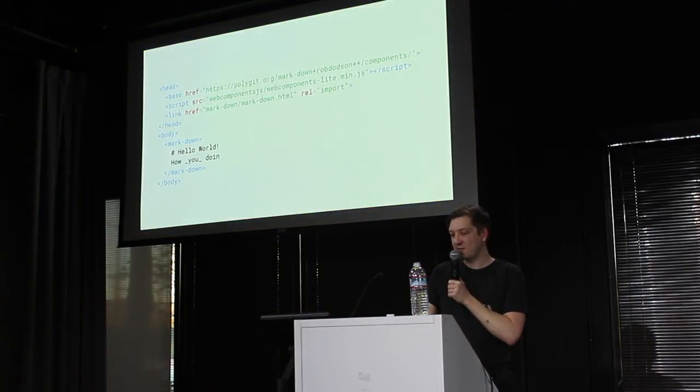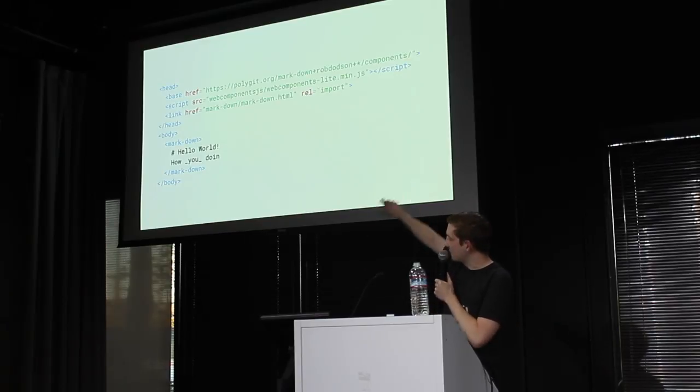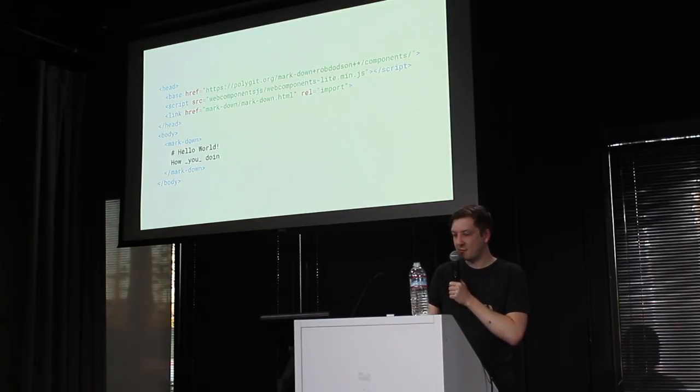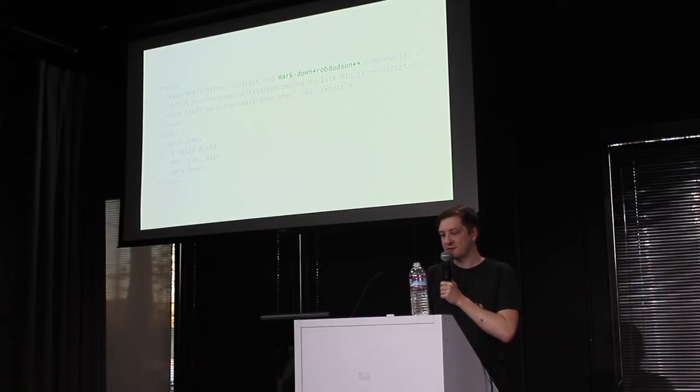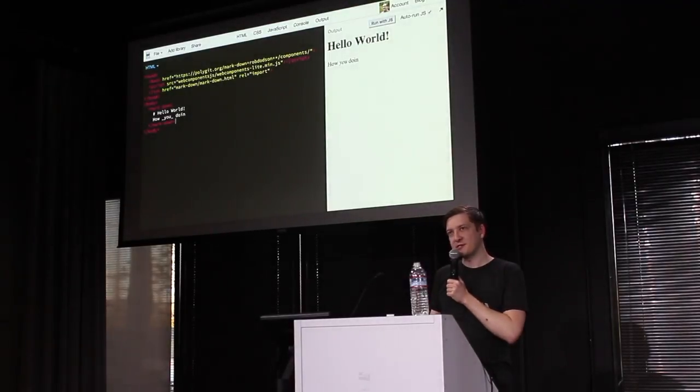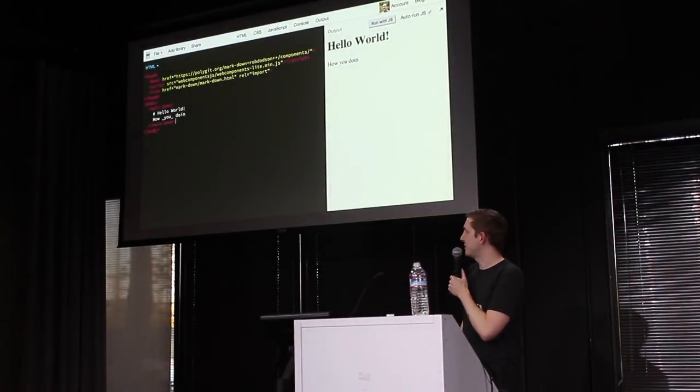So you can see here I'm configuring Polygit up there in the corner to pull in my markdown library. And now I can just assume that that element has been loaded and I can just import it like I import anything else. So you can use this, for instance, to import a markdown element and use it inside of JSBin.